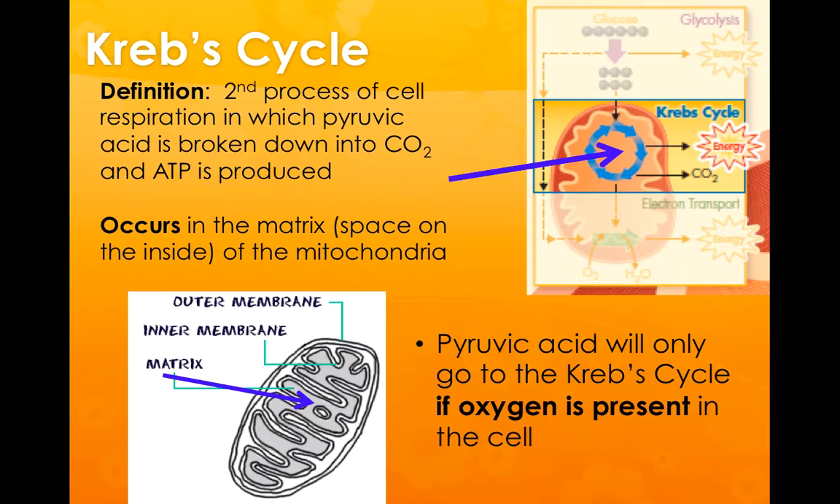Where does the Krebs cycle occur? It occurs in the very interior of the mitochondria, in the matrix. When you saw the picture of the mitochondria structure early on in the slides, that was the blue portion of the mitochondria. This is where the Krebs cycle is taking place. And again, the Krebs cycle will only take place if pyruvic acid enters the mitochondria when oxygen is present in the cell.